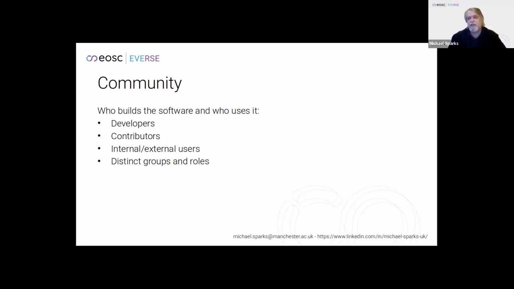So the next is community, and it's the user community. So this is the people who develop the software, the people who use it. It's not just a list of names. It's about understanding the roles and relationships. Is it built by a single investigator? Is it one PhD student? Is it maintained by an RSE team? Does it have external contributors? Are there distinct user groups? Who relies on the outputs?